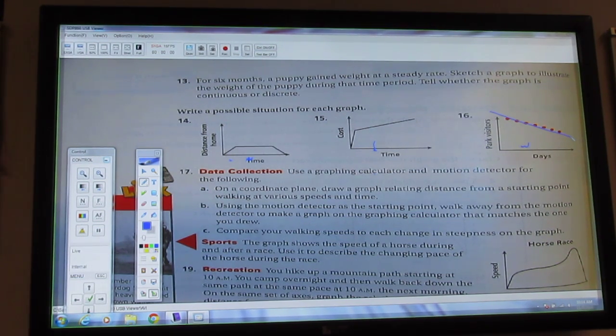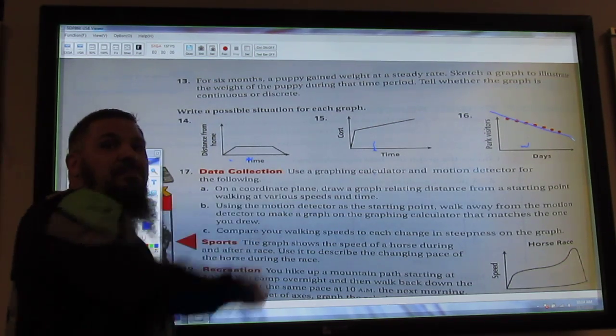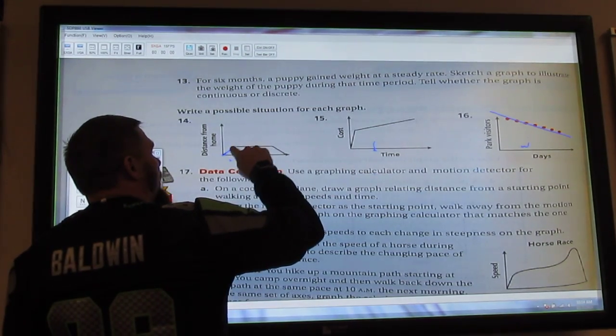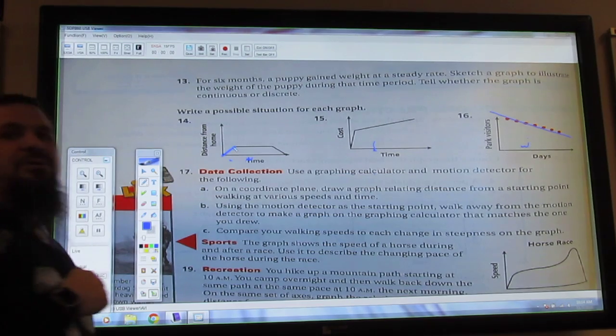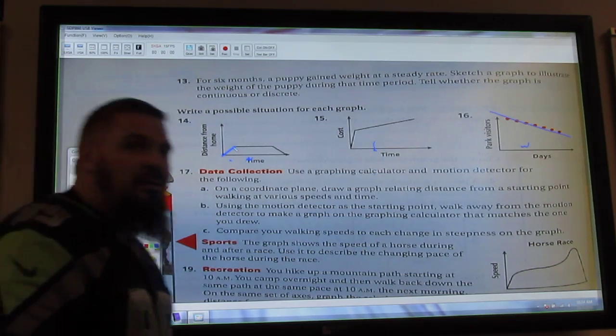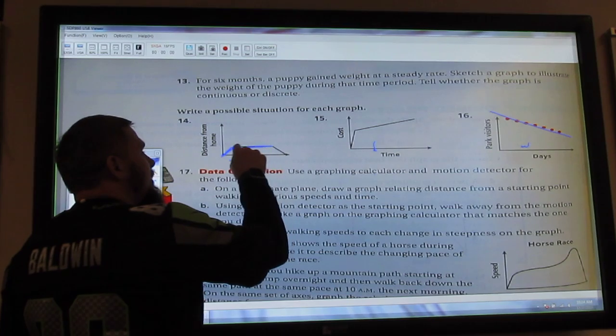And so right here, it's saying this is the distance from home, right? And then this is time. So what is this person doing as they're leaving home? Are they going away from home or towards home? Away, okay. So let's say I'm walking to the store. All right, I get to the store. Then what am I doing right here?